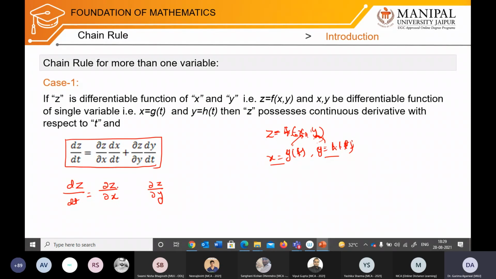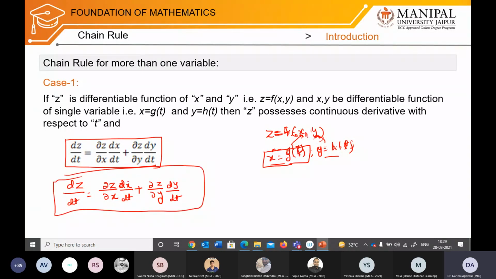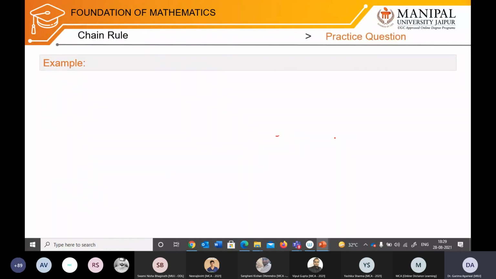Now X is a function of T, so I can differentiate X with respect to T. Because X is a function of a single variable T here, right? That's why I'm using dx by dt. Z is a function of two variables, more than one variable. That's why I'm using partial derivative. Then similarly dy by dt. So this is the formula to find the differentiation if the function is of two variables and both these variables are functions of another variable t, right?